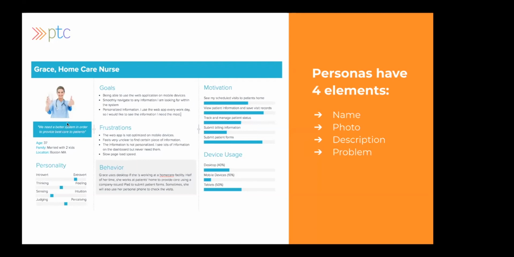Next is the description. That is some background about your fictional persona, as well as their reasoning for using your application. Last is the problem. Each persona should represent a problem that your product is trying to solve. When checking your process, always make sure your user problem is being solved.